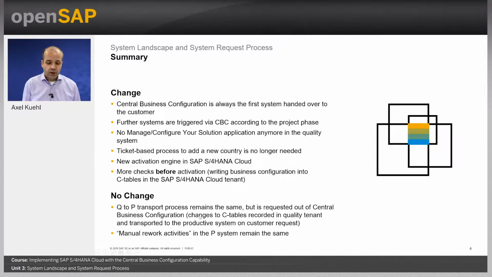No change we have concerning the technical process, how customizing is transported from the quality system to the productive system, and no change in handling the P system itself. So any kind of go-live activities or manual rework activities in the productive system remain the same as before.